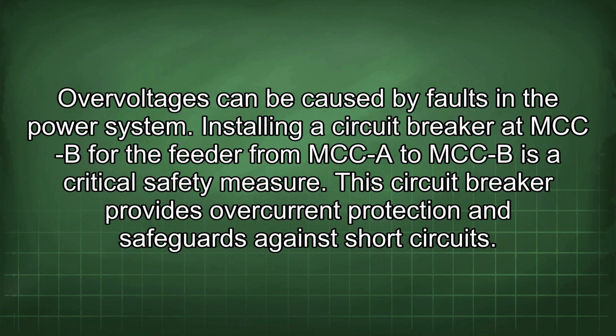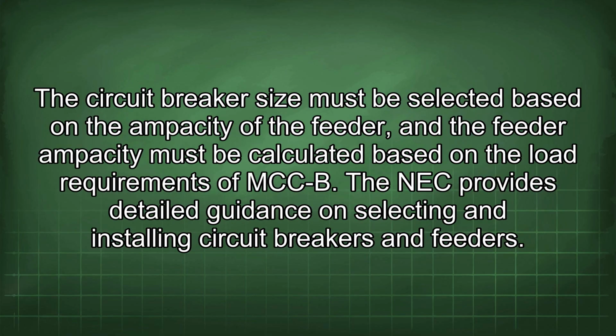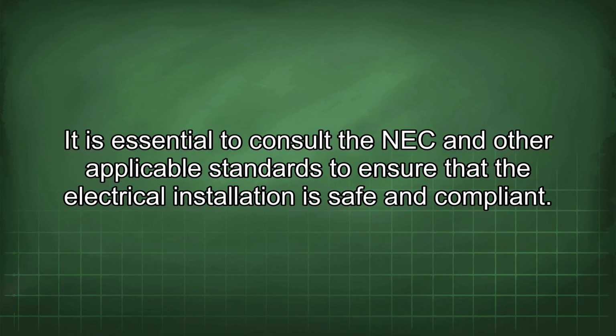Installing a circuit breaker at MCC-B for the feeder from MCC-A to MCC-B is a critical safety measure. This circuit breaker provides overcurrent protection and safeguards against short circuits. The circuit breaker size must be selected based on the ampacity of the feeder, and the feeder ampacity must be calculated based on the load requirements of MCC-B. The NEC provides detailed guidance on selecting and installing circuit breakers and feeders. It is essential to consult the NEC and other applicable standards to ensure that the electrical installation is safe and compliant.